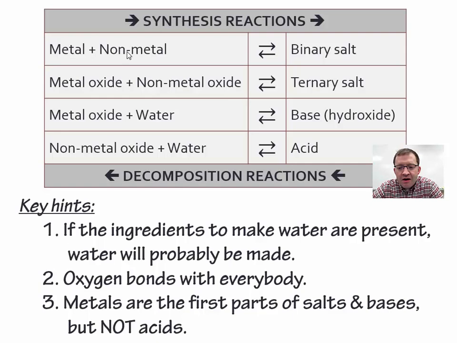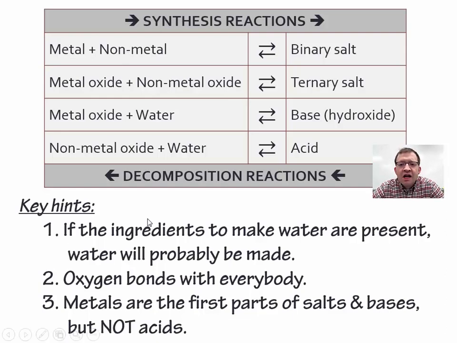Finally, metals are parts of salts and bases. They're the first parts of salts and bases, but they're not found in acids really ever at all. So when you're trying to figure out what kind of compound you're going to make in a synthesis reaction, remember that when you see a metal, it's probably not going to make an acid ever. You can expect it's going to make some kind of salt, whether that's a ternary salt or a binary salt, or even a hydroxide, which is basically a sort of ternary salt.